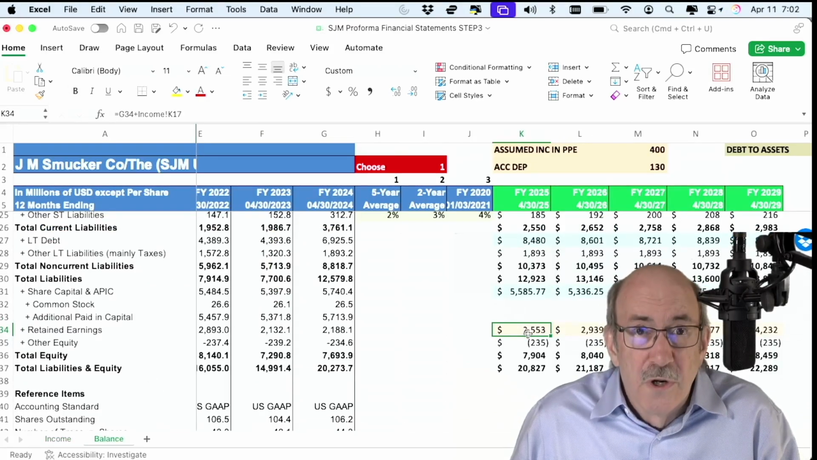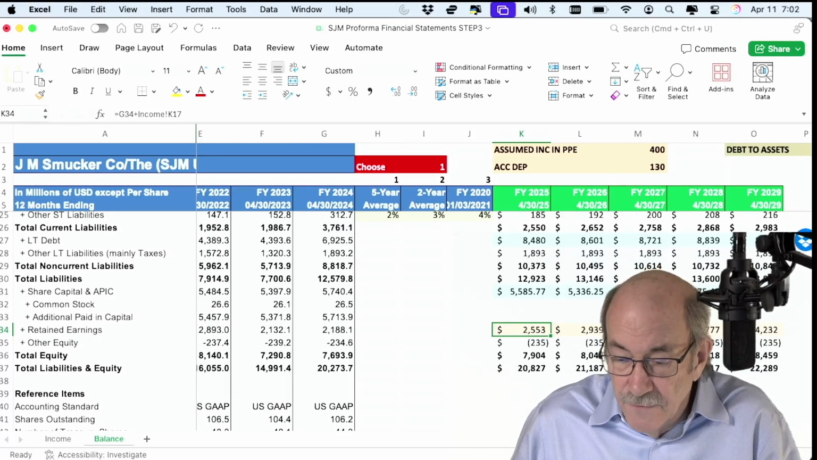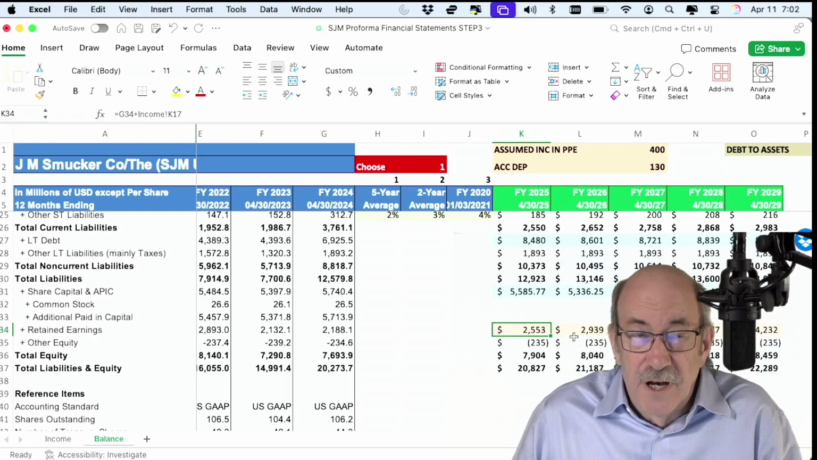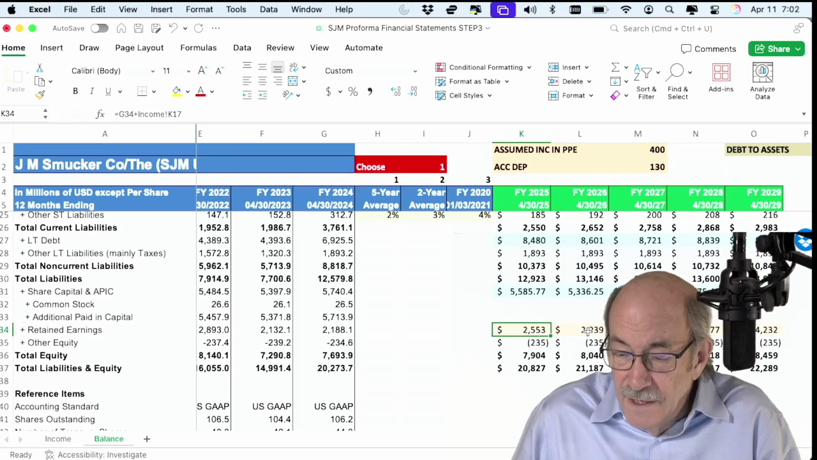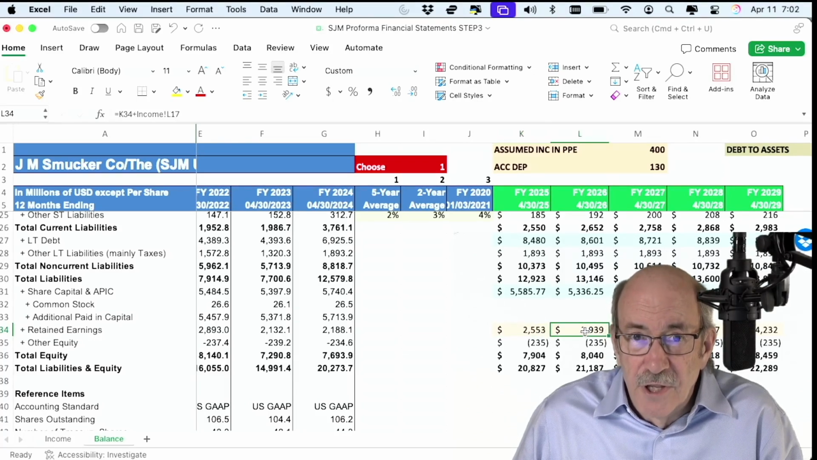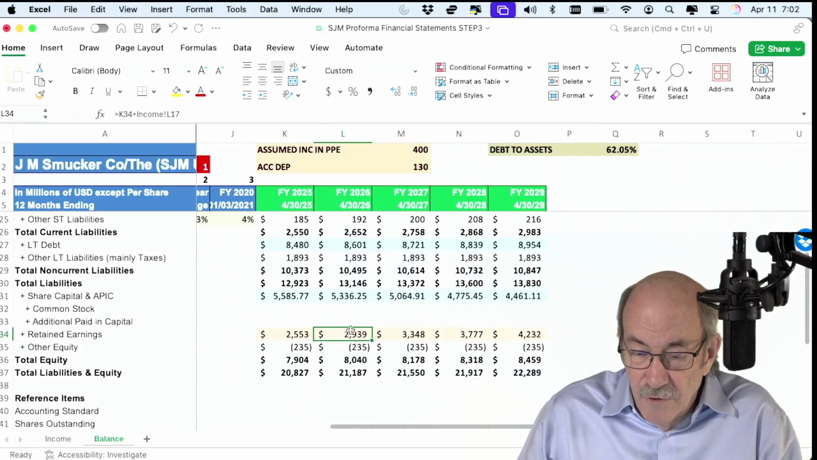So our new retained earnings account is 2188.1 plus 364 equals 2553. And again, I'm going to do the same thing for the next year and the year after that and the year after that and so forth.